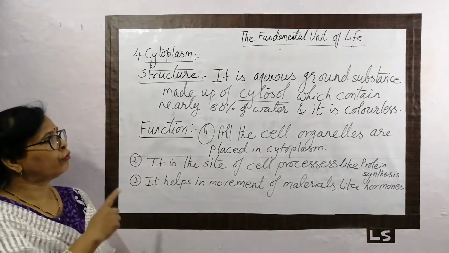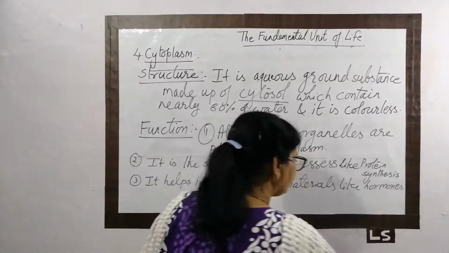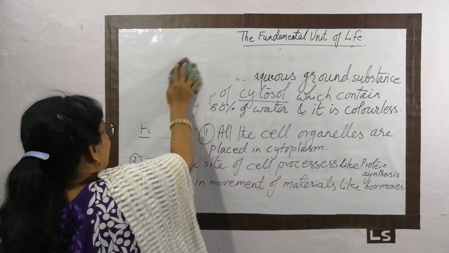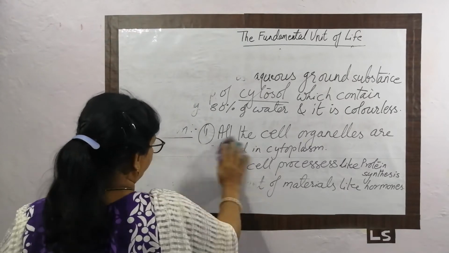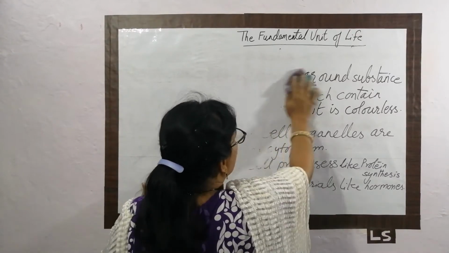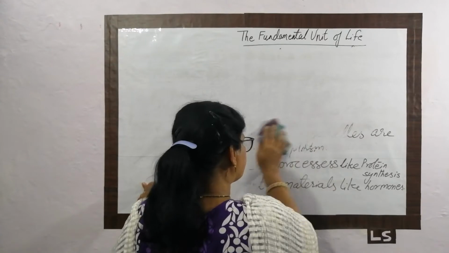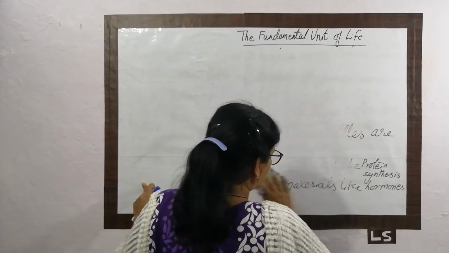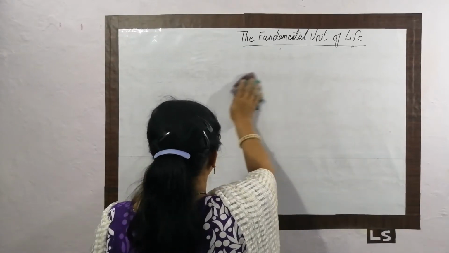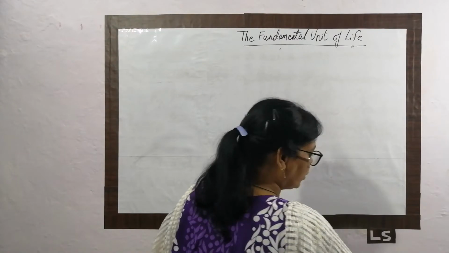So this is the fourth cell organelle that we call the cytoplasm. Now let's move towards the next cell organelle, and that is called the endoplasmic reticulum. Endoplasmic reticulum covers a large part of the cell. It is present in both plant cells as well as animal cells. It is actually a pathway. A pathway is the way, or road, to transport material from one place to another.